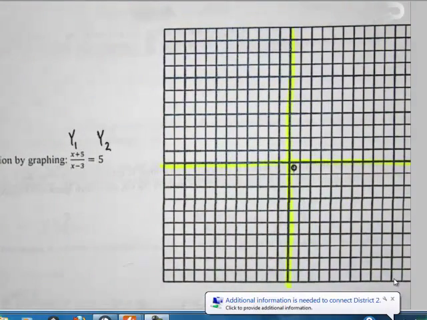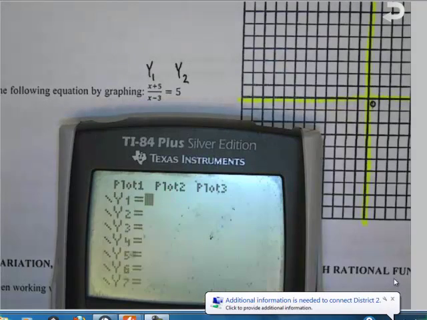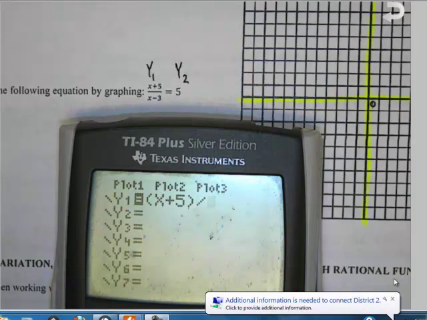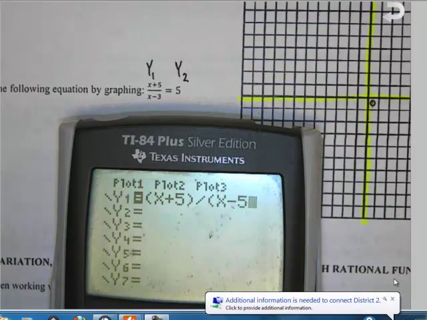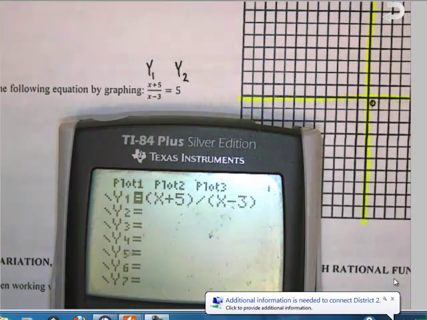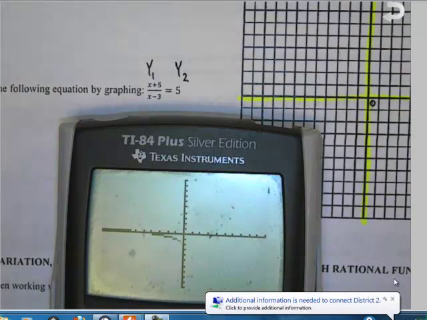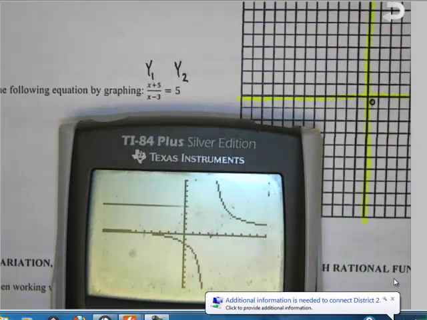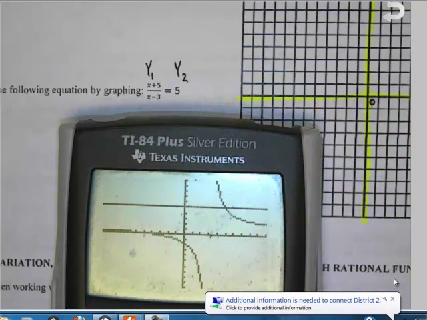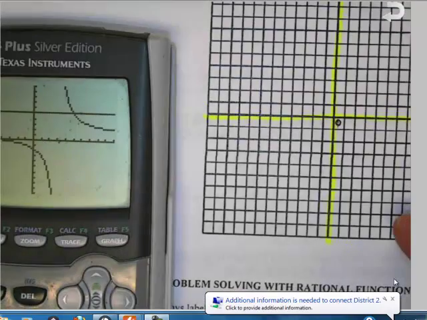Now, what you basically do is go to your calculator and type in x plus 5 divided by x minus 5, or sorry, x minus 3. Then for your secondary equation, you say y is equal to 5, and you graph those two. Here you have the two parts of the rational function, and here you have the constant line y is equal to 5. The first thing we're going to graph is y is equal to 5. We'll do that right over there.